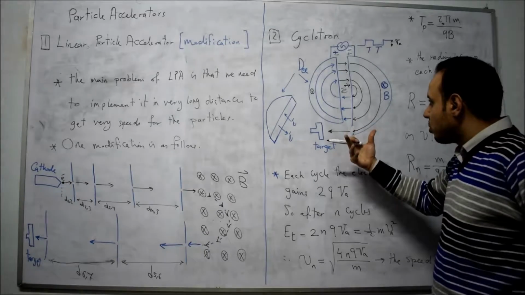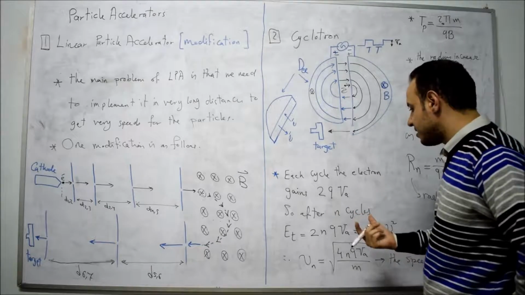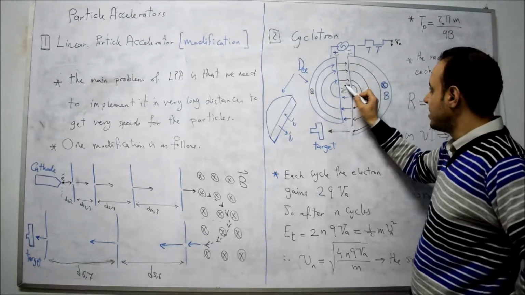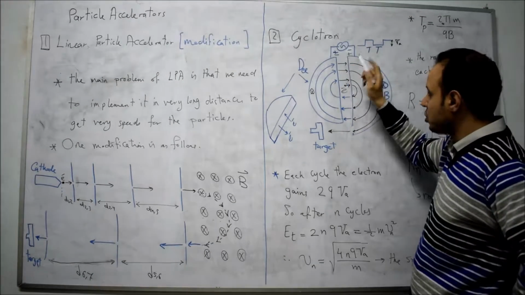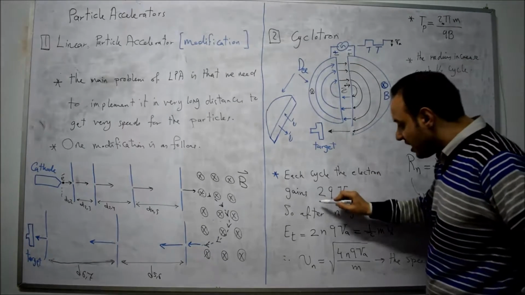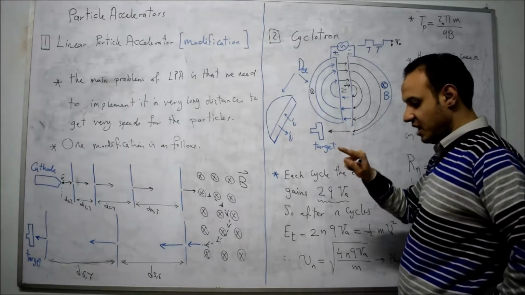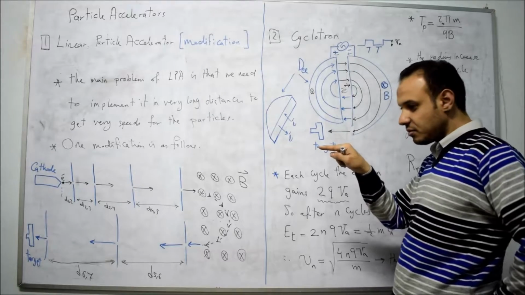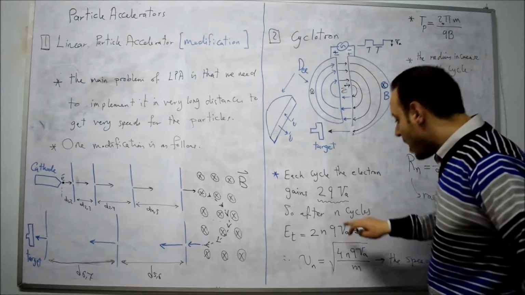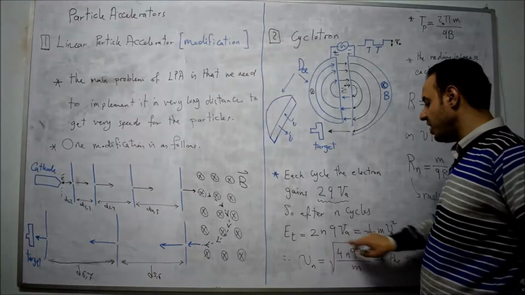Why are we accelerating the electron? Because at each half cycle, the electron gains QVA. When it was here, it gains QVA. Q is the electron charge, and VA is the voltage between these two Ds. In a cycle, it gains 2 QVA. After one cycle, it gains the QVA in this strip, and another QVA in this strip.